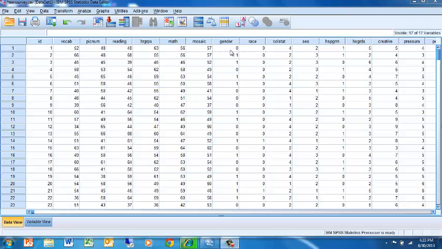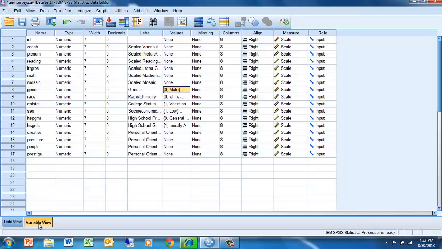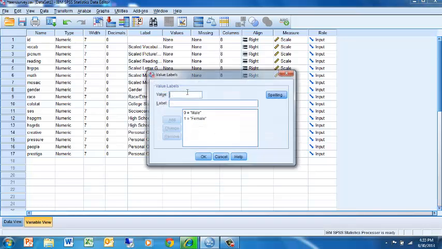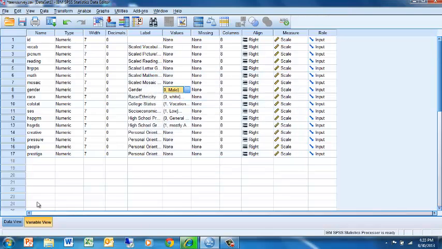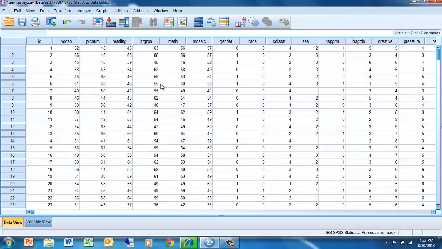Gender in this case is scored 0 and 1. To understand how that has been scored, we can look at variable view, and under gender we can see that 0 stands for male, 1 stands for female. We go back to data view to actually run the analysis.